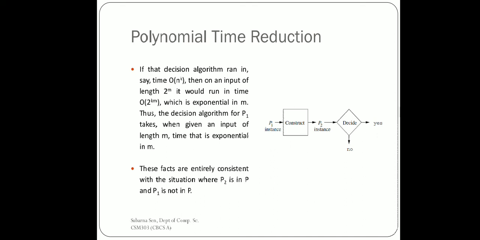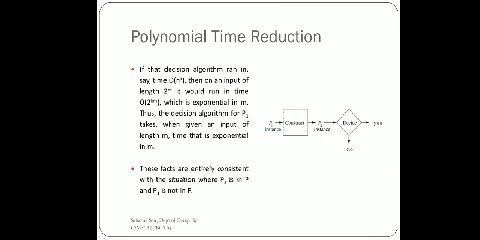Now again we are assuming that you remember that I don't know anything about P2. We have claimed that P1 is not a P class problem, or rather P1 cannot be solved in polynomial amount of time. But if we assume that the decision algorithm for P2 ran in time, say order of n to the power k, that means it's a polynomial growth, right?